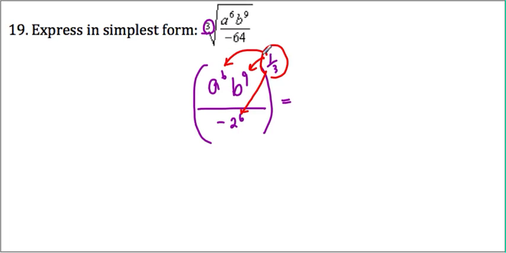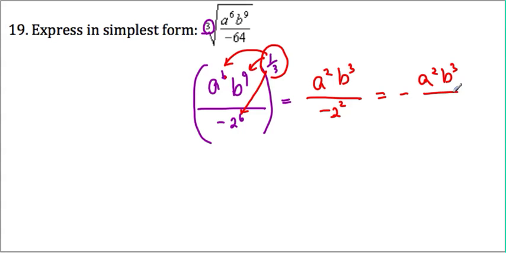Let's see what we end up getting. a to the 6th power to the 1/3 power simply means we multiply 6 times 1/3. We end up getting a squared. Here we get b to the 3rd power. Here 2 to the 2nd power, and notice that this negative sign will survive the cube root. Even though a negative sign underneath the square root becomes an imaginary number, under a cube root it's okay. So our answer is still this way. If you rewrite it, we get negative a squared b to the 3rd power over 4, or anything equivalent to this would have been our answer.